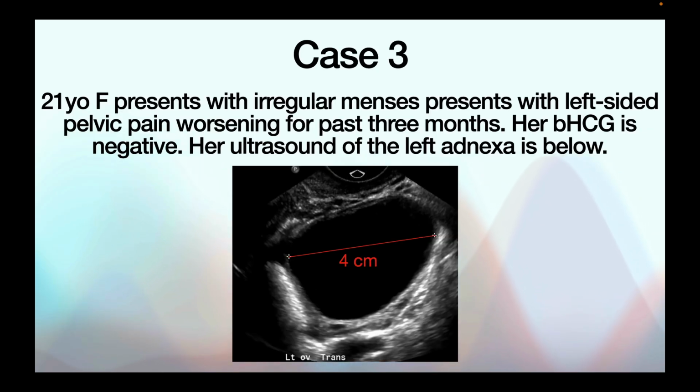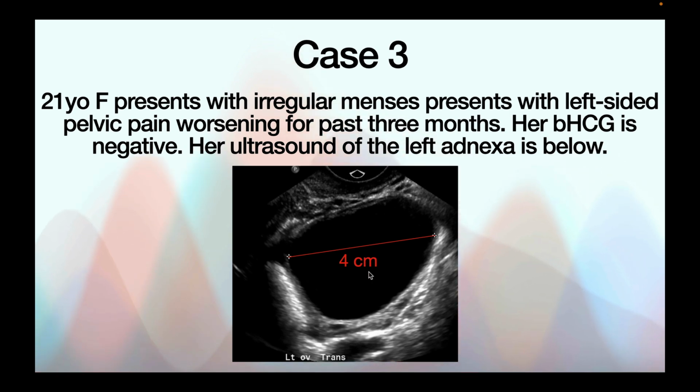So let's talk about case 3. This is a 21-year-old woman who comes in with irregular menses for the past 3 months or so, and she's also developed left-sided pelvic pain. She is not pregnant with a negative beta HCG, and this is an ultrasound of her left adnexa. So you'll see that this is a cystic structure.